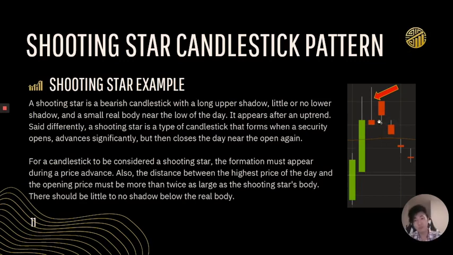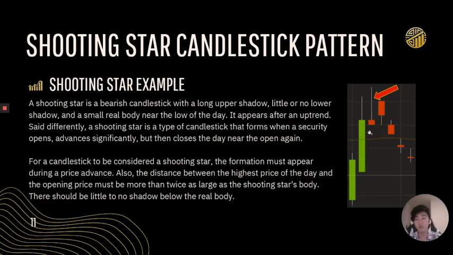So the shooting star is a type of candlestick that forms when a stock opens and then, at the opening, you see the stock just run on up. It advances significantly, but after seeing a shooting star or inverse hammer, you have a good chance that the stock price is going to be coming down and down, and eventually hitting back down to the opening price again.